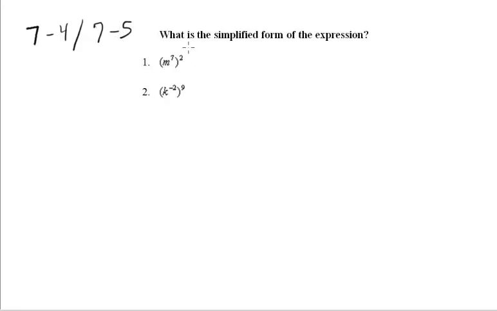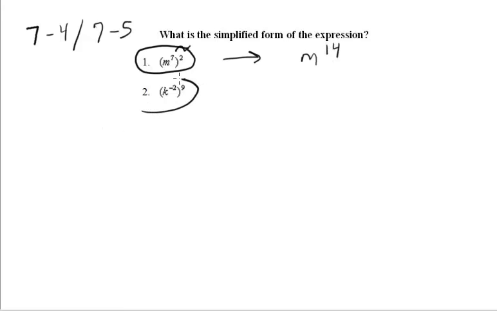So this first one, we have a power raised to a power. So we know with that, all we're going to do is multiply these two powers together, because it's a power raised to a power. So that's going to give me m to the 14th power.